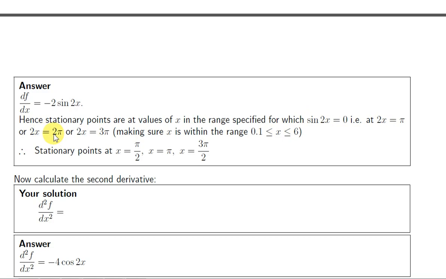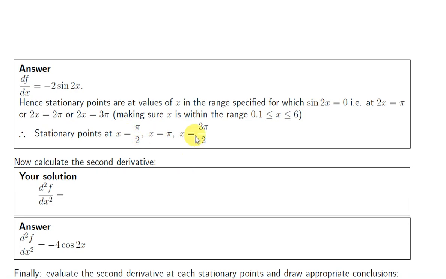For this value here we get x equals pi. That's 3.14. That is indeed in this range. And the next one is also in the range actually. 3 pi over 2 is actually less than 6. But if we set 2x equal to 4 pi, we get x equals 2 pi. That's 2 times 3.14. That's outside this range. It's bigger than 6. So we're only interested in these 3 values of x that satisfy the equation.